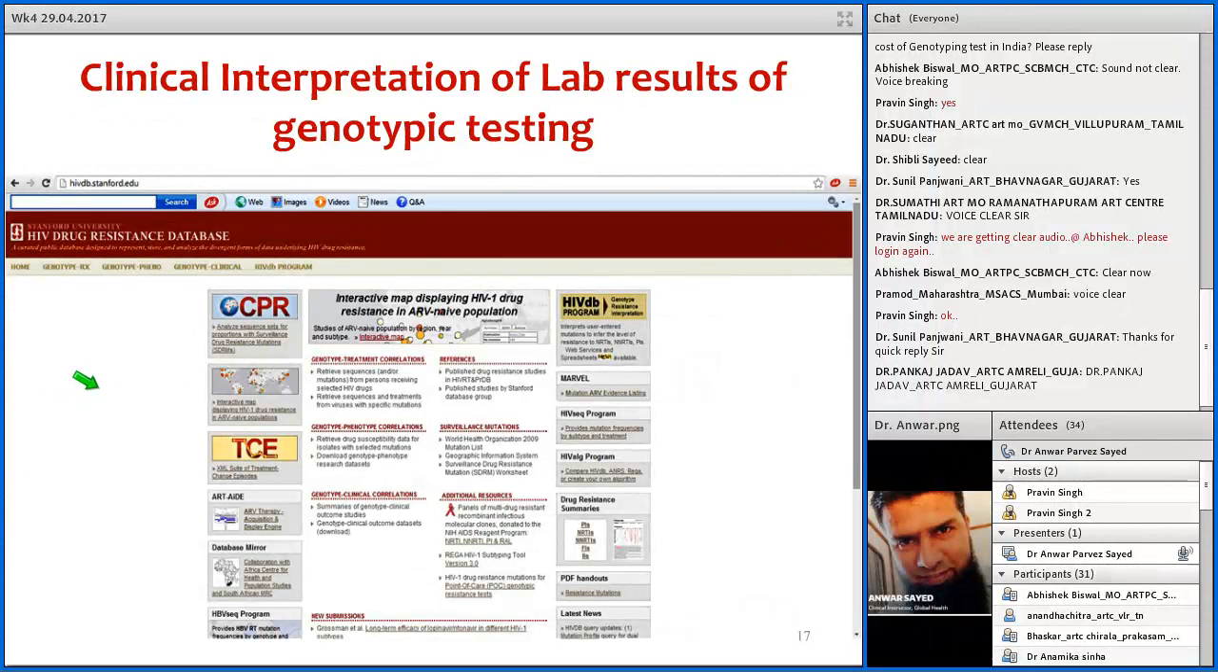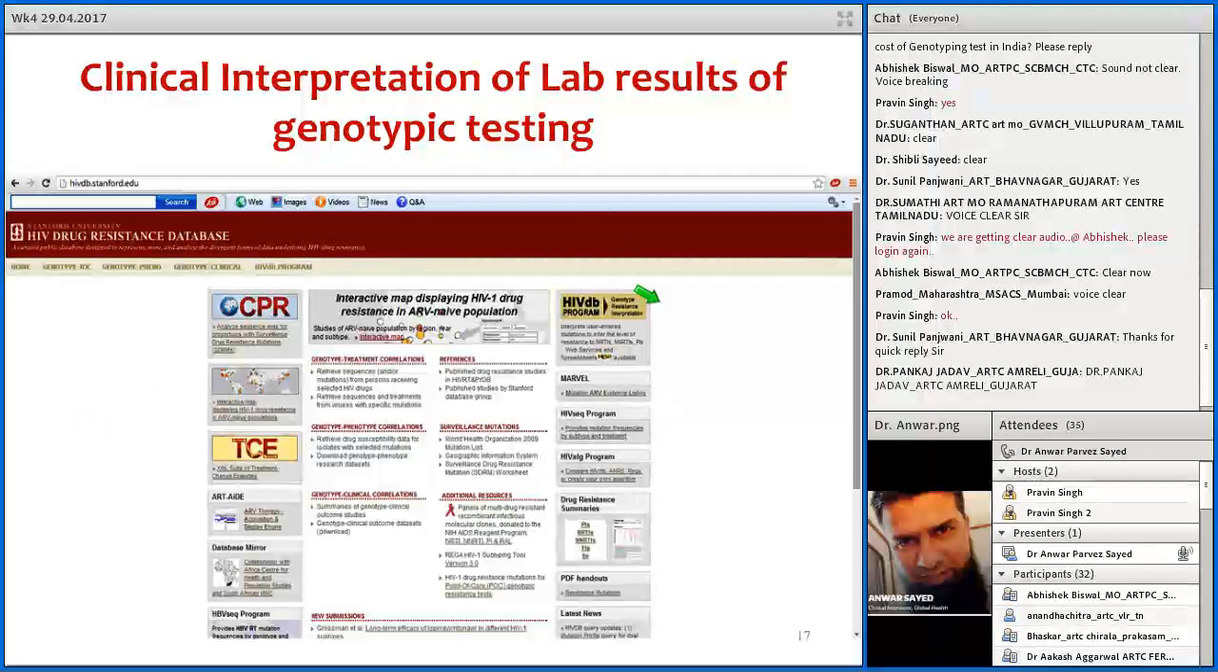So what happens if you send the blood sample for resistance or genotypic testing? The lab does that testing for you, and they will find mutations like M184V, as I gave an example. Now there are specific mutations seen for specific classes of drugs. There are particular mutations seen under NNRTI, under NRTI, under PIs, under integrase inhibitors. Now suppose you have those mutations with you.